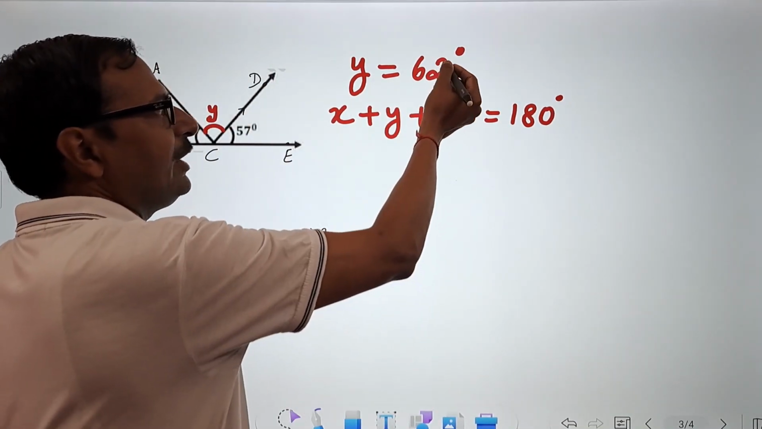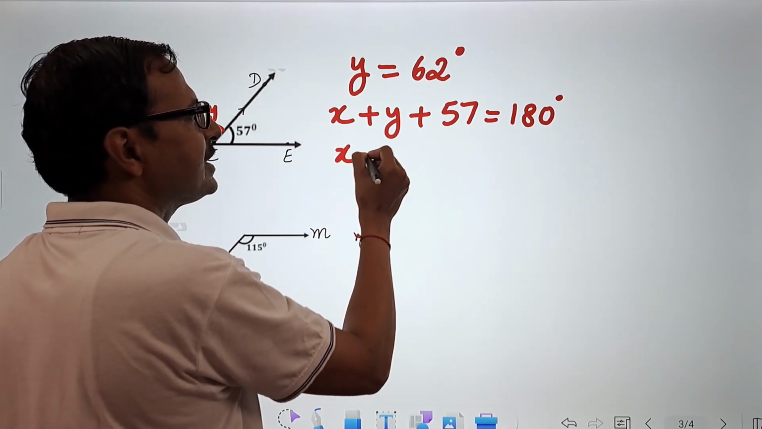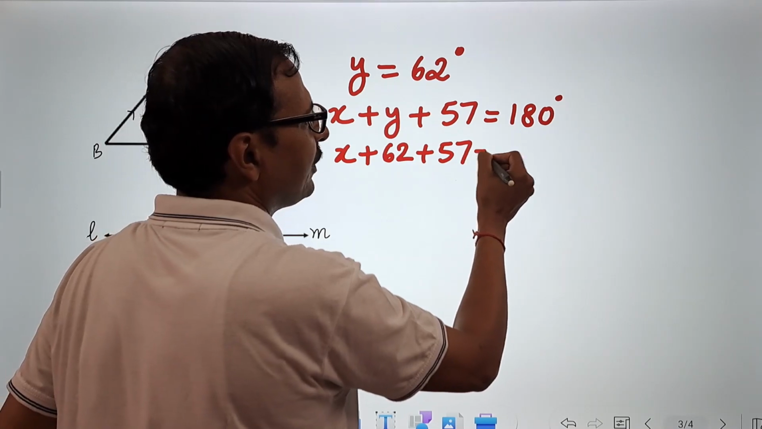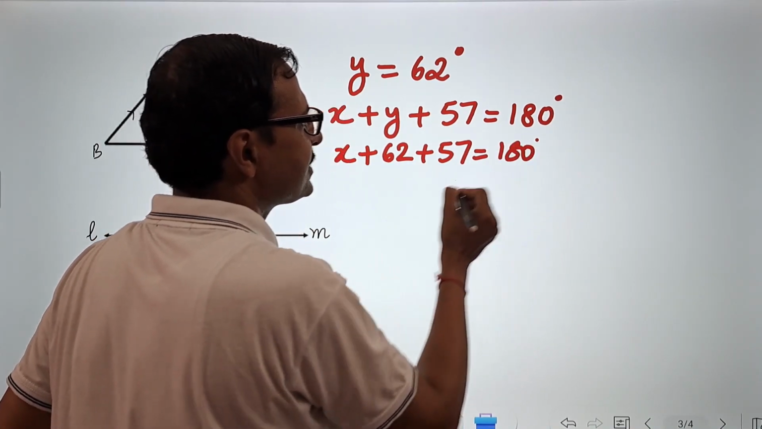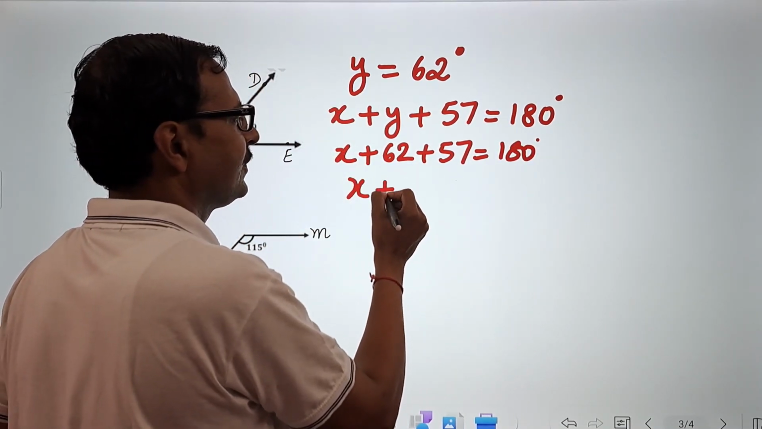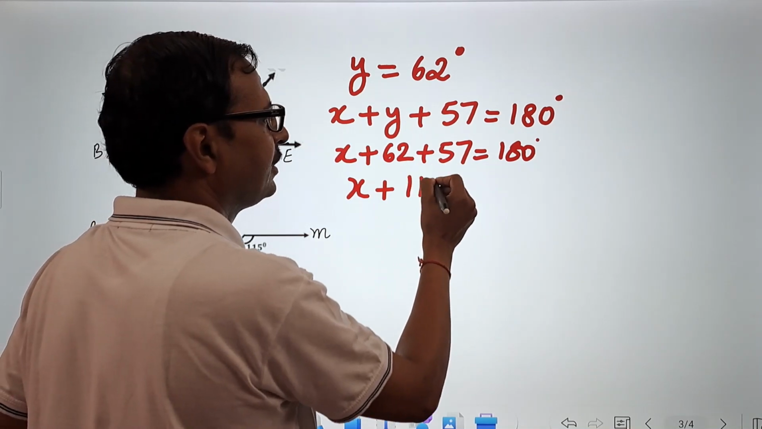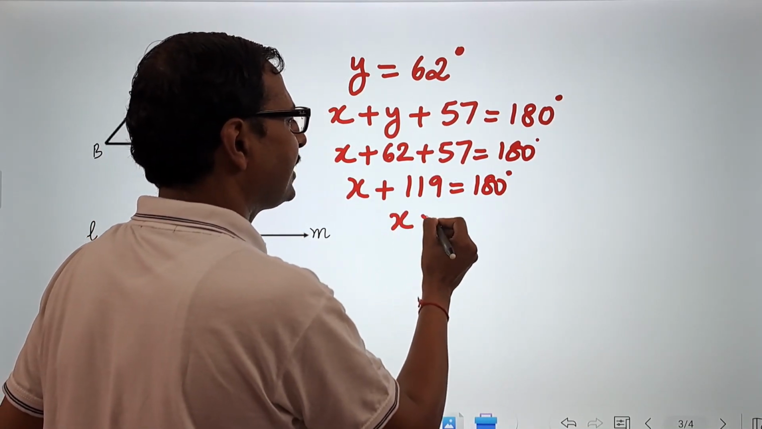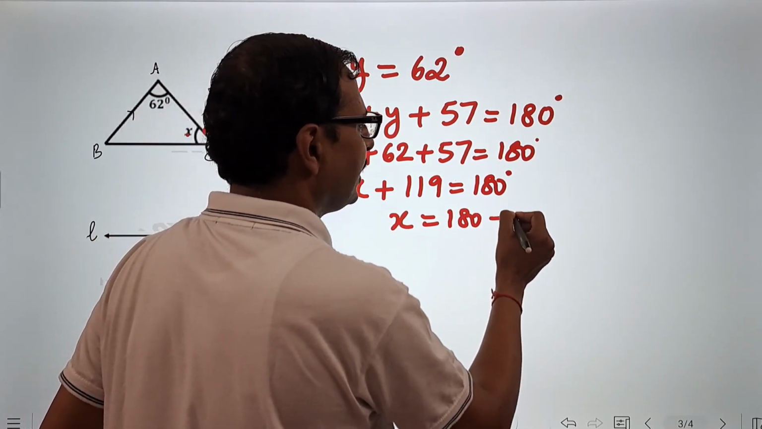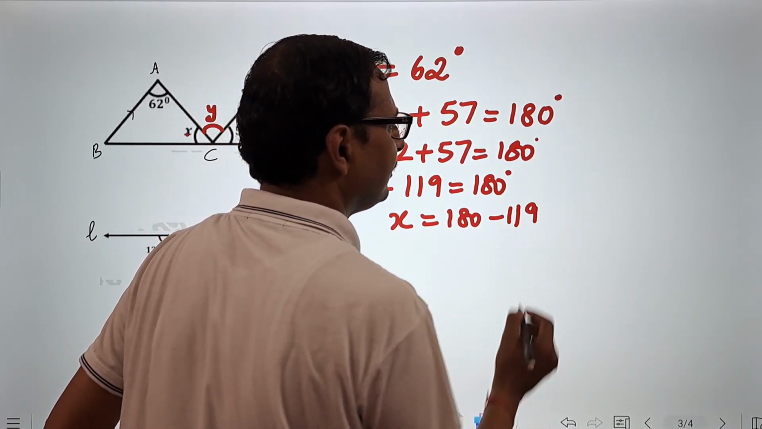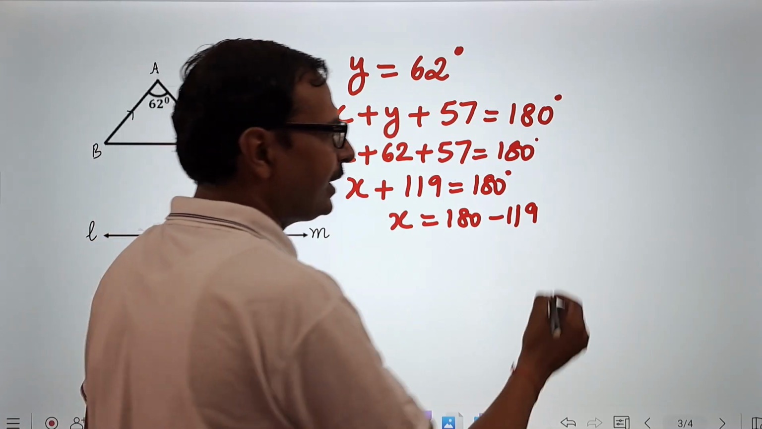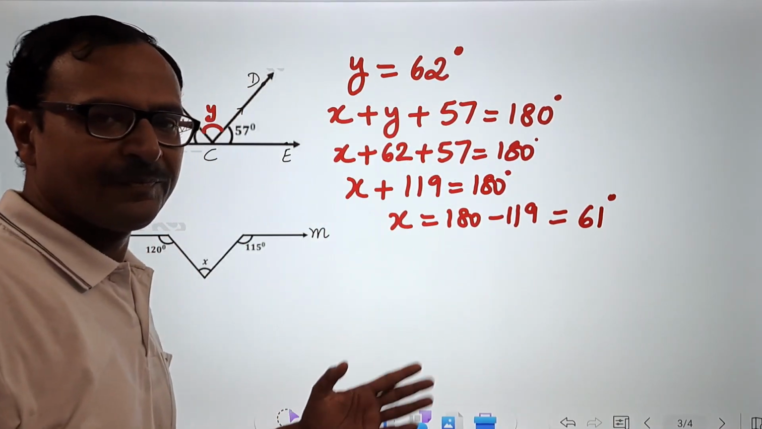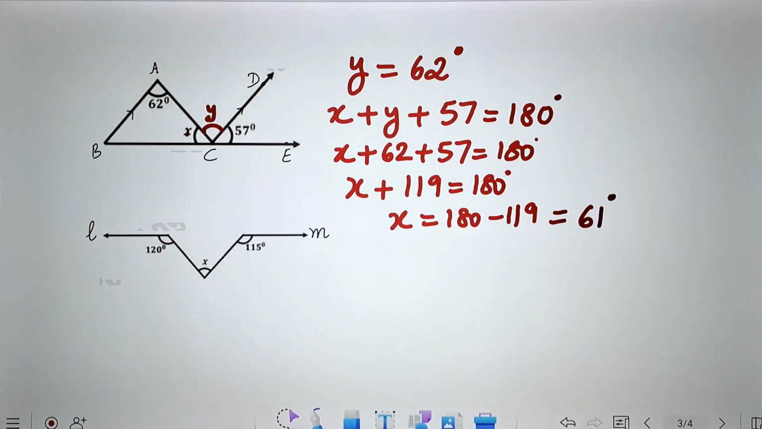So just plug in the value of y here. x plus 62 plus 57 will be equal to 180 degrees, which gives us x plus 119 equal to 180 degrees, and so the value of x is 180 minus 119. You can subtract that, you will get 61 degrees as the answer. So we get the value of x.